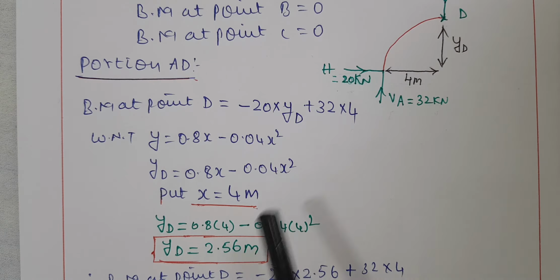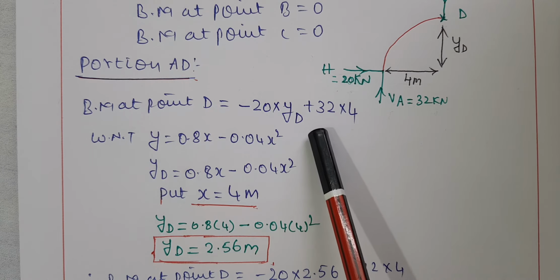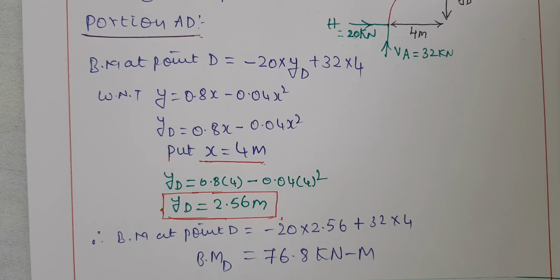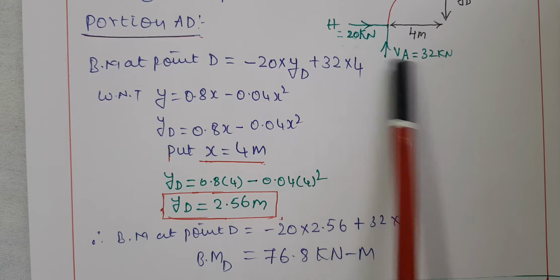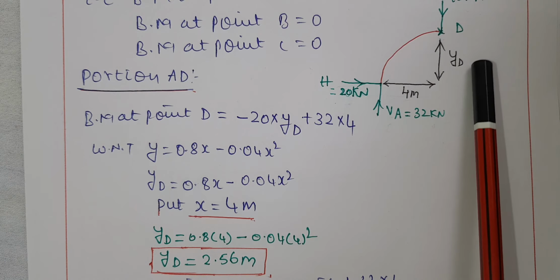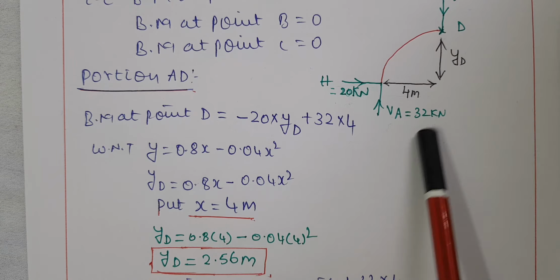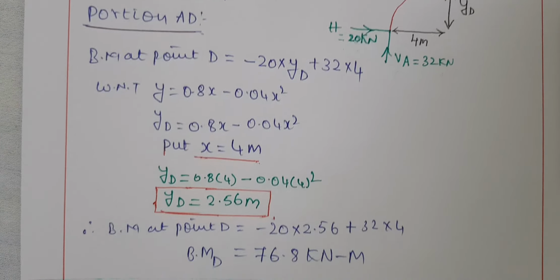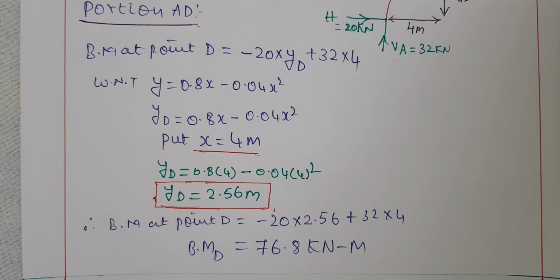If you substitute this in the above equation, you come to know what is the bending moment exactly acting at point D. That's what I have given here clearly. So we come to know that the bending moment at point D is 76.8 kilonewton meter. That is horizontal force 20 multiplied by YD, its value is 2.56, plus VA, its value is 32, multiplied by 4, you come to know the bending moment at point D. So there ends one portion, that is A to D.